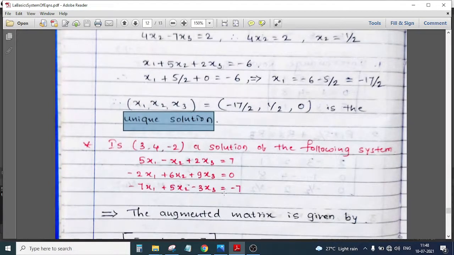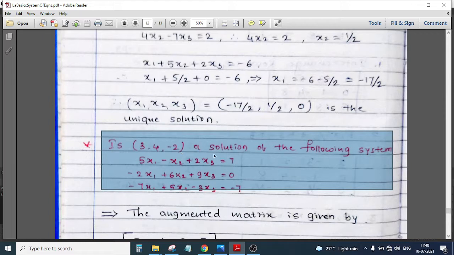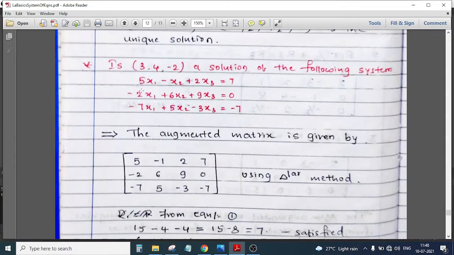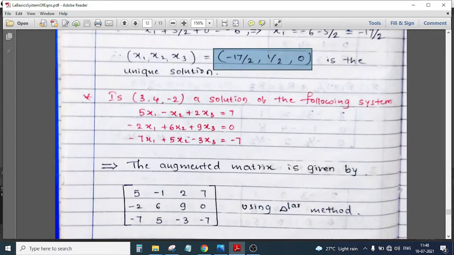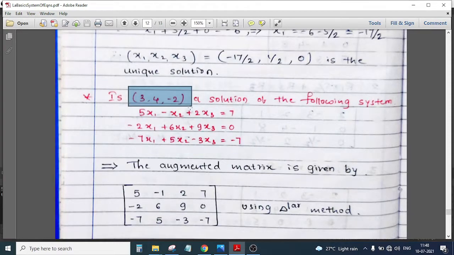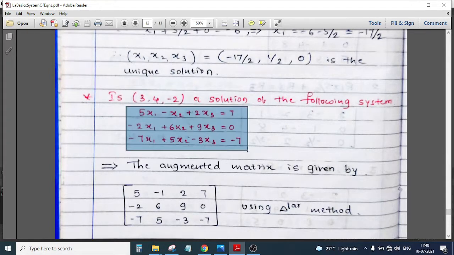Next, we'll go ahead with the next problem. See here. Is (3, 4, minus 2) a solution to the following system? Still an easy problem, friends. They have already given you the answer, saying this is your answer. Just check whether this is the answer to this set of equations. They have given you the equations and the answer. You just need to make sure that these are the solutions for these equations.